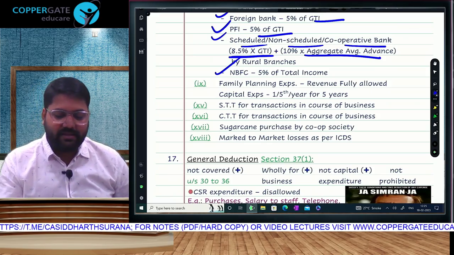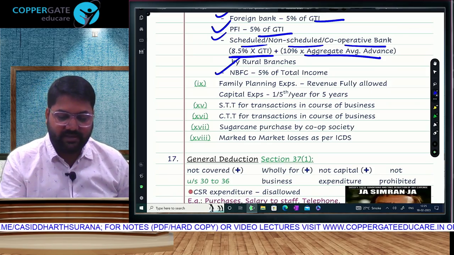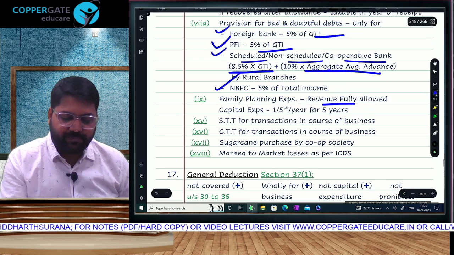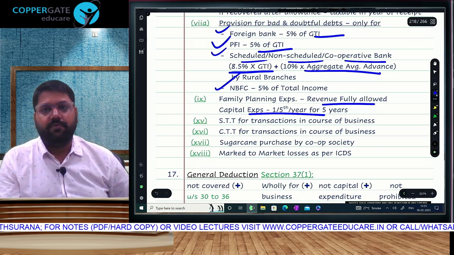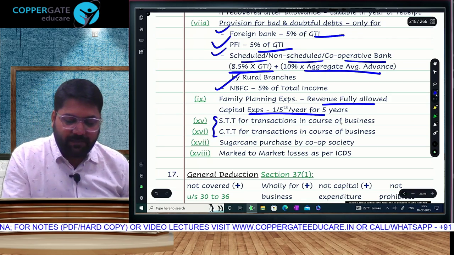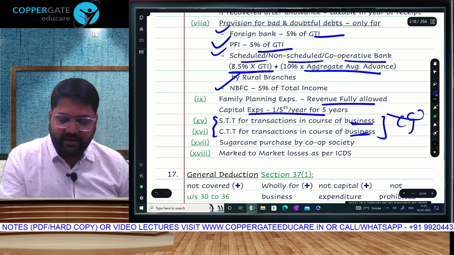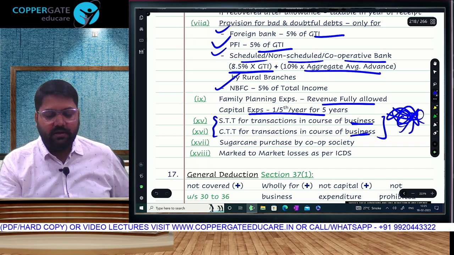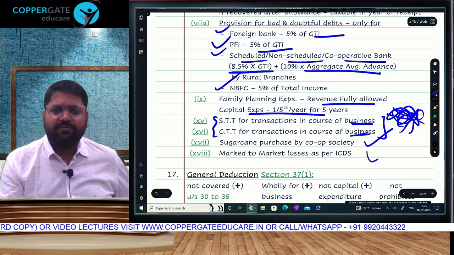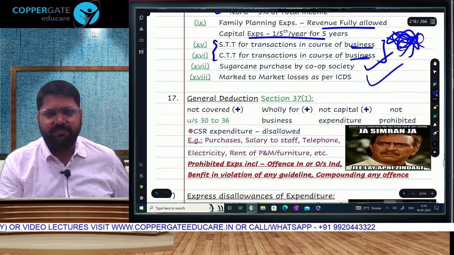Expenditure on family planning is allowed only for a company, first of all mention this, only for a company. If it is a revenue expense, fully allowed. Capital expense, 1/5 over a period of 5 years. STT and CTT paid in business is allowed. In capital gain, it is not allowed. STT and CTT only if paid in business. Sugar cane purchased by a cooperative society and mark to market losses as per ICDS will be allowed.